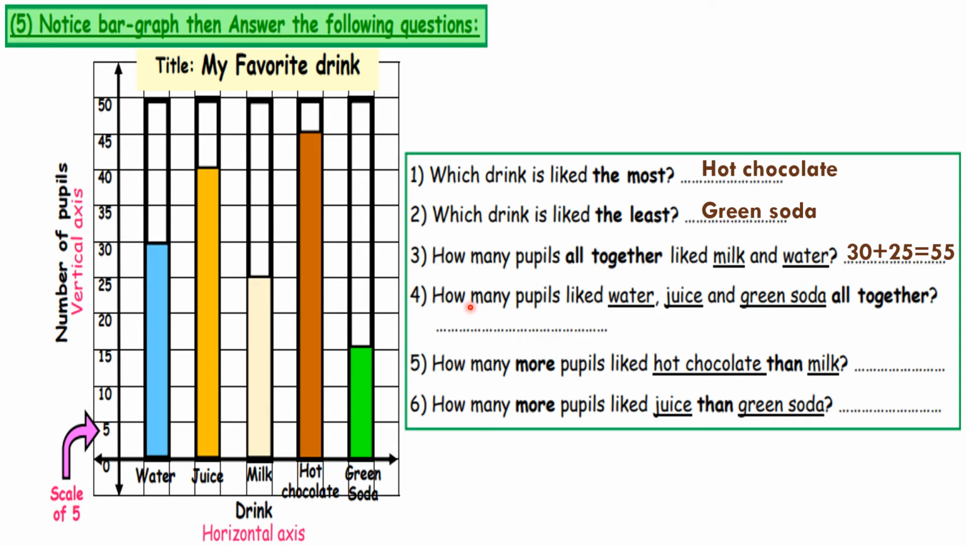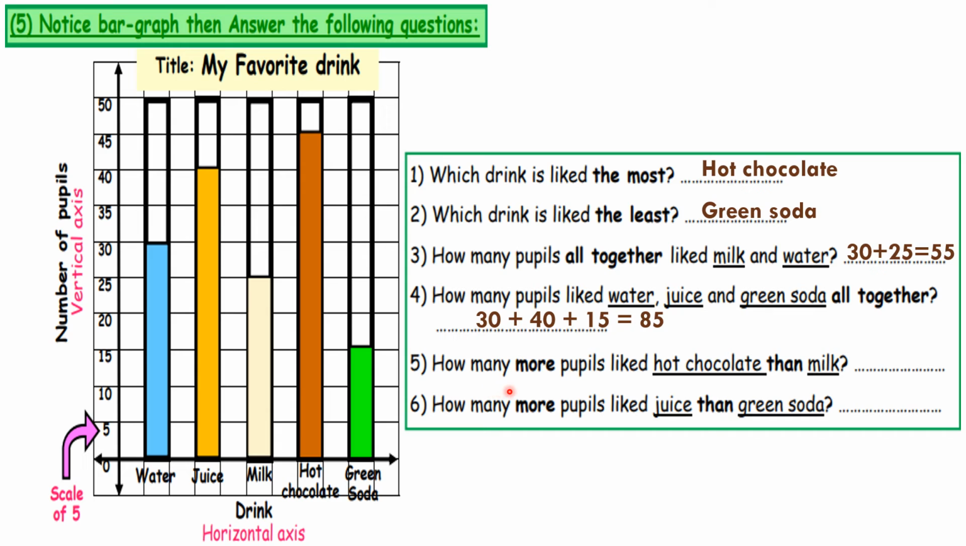Look here, next question is how many pupils like water, juice and green soda all together? All together means I'm going to add them together. So I add the people who like water plus who like juice plus who like green soda. So I will add them together. I'll find my answer.